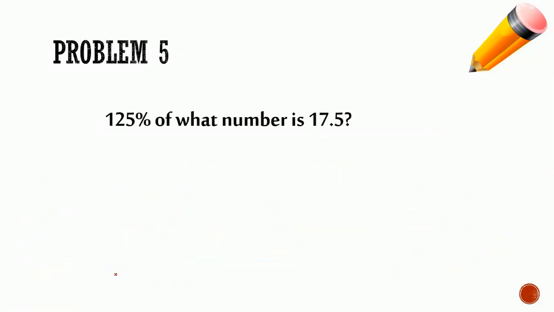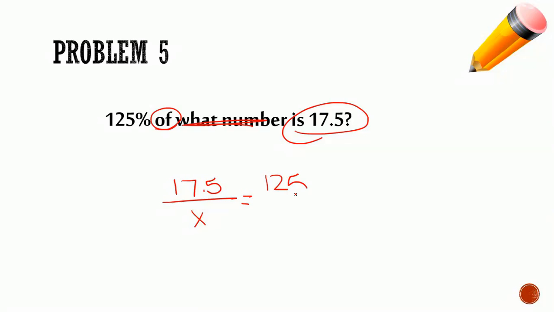Let's try the last problem. 125% of what number is 17.5? So it looks like my of is my x, because I don't know the number. But my is 17.5. So I'm going to go is over of. So my is 17.5. Of is x. Now my percent is 125 over 100. Now assume our number is going to probably be smaller, right? Because 17.5 is 125% of some kind of number.